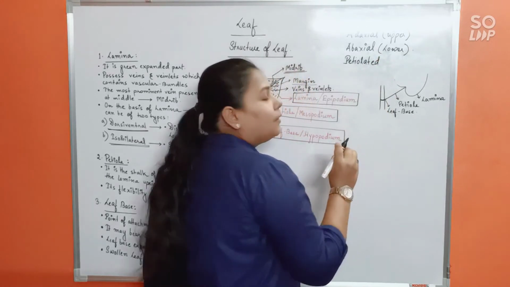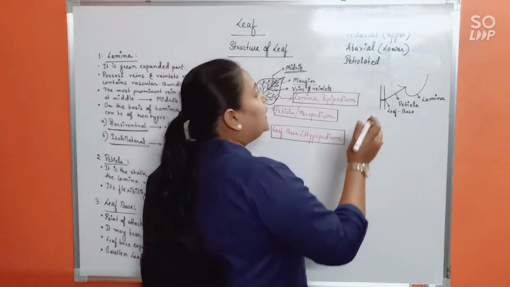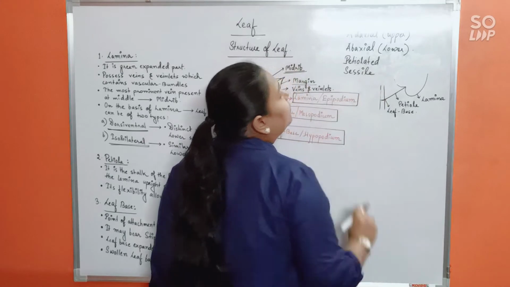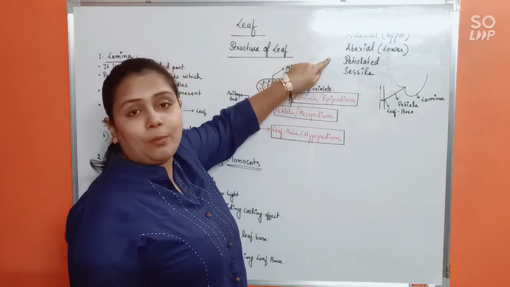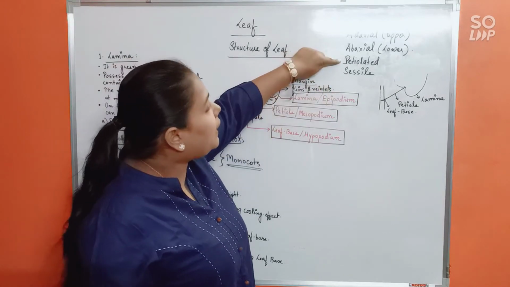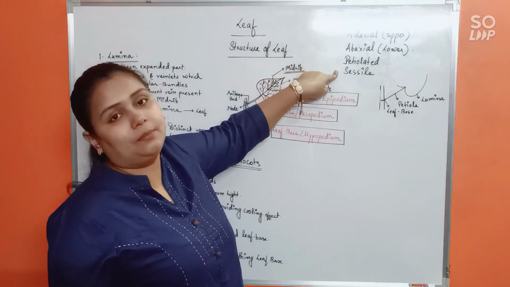Alright. And in case the leaf does not possess a petiole, then we will call it sessile leaf. Alright. Mark the spellings from here. Try to understand. Meaning is otherwise very simple. Leaf with petiole is petiolated. Without petiole is sessile. Alright.